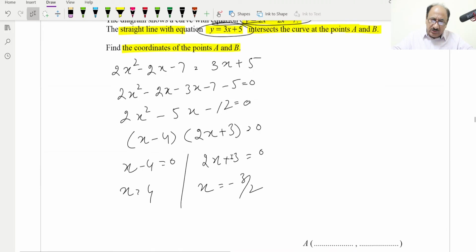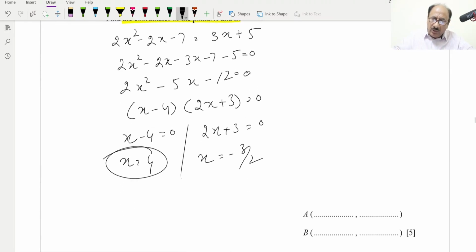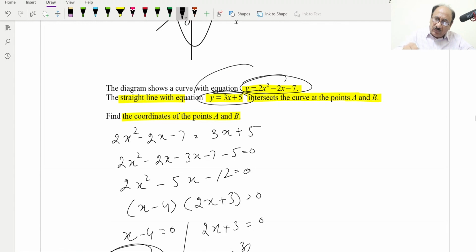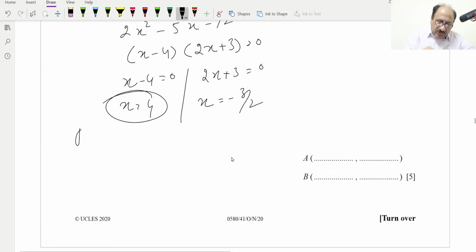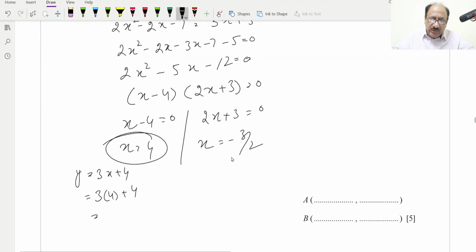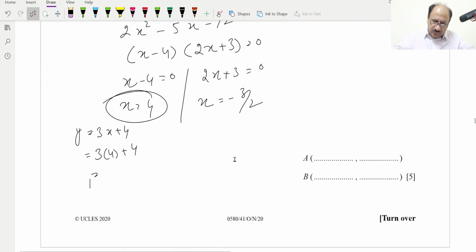So for this one we will be replacing x is equal to 4 in any of these two equations which are provided over here. So I will take the equation of the line y is equal to 3x plus 5. Replace x with 4, so 3 times 4 is 12, plus 5 is 17. So the y value will be 17.